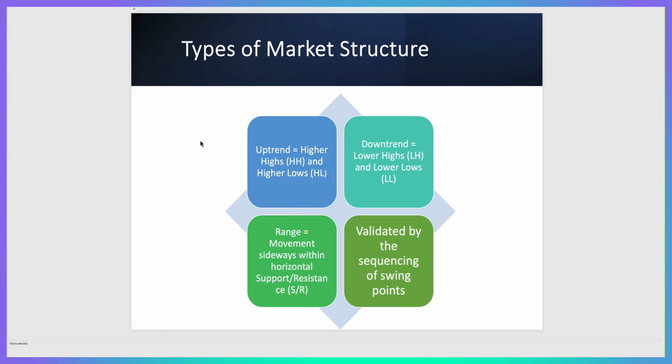And so tonight, here's our new material. There are really only two types of market structure: we're in a trend or we're in a range. An uptrend is going to be higher highs and higher lows, very simple. A downtrend is going to be lower highs and lower lows. Range movement is going to be completely sideways.